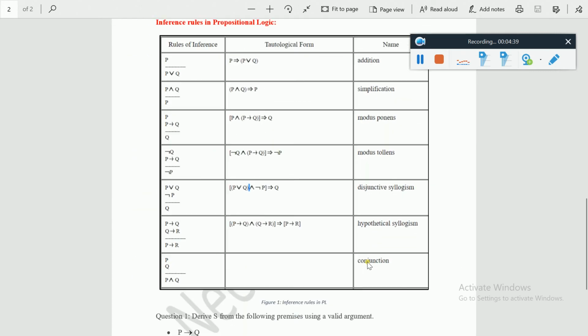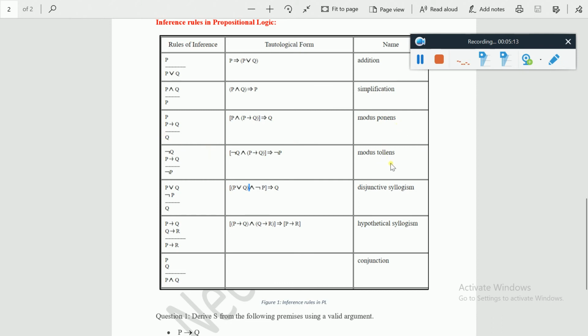Now the next topic is inference rules in propositional logic. We have some inference rules. The first rule is addition: if P is true, P or Q would always be true. Simplification: if P and Q is true, obviously we can simplify that P would be true. Modus ponens, which is very important: if P is true and P implies Q is true, then we can deduce Q, so Q would also be true.